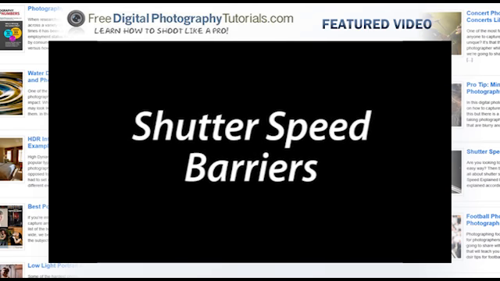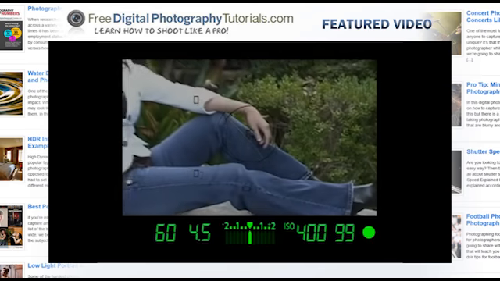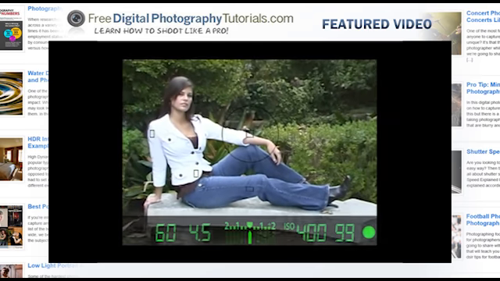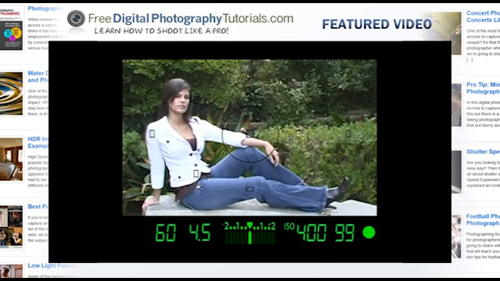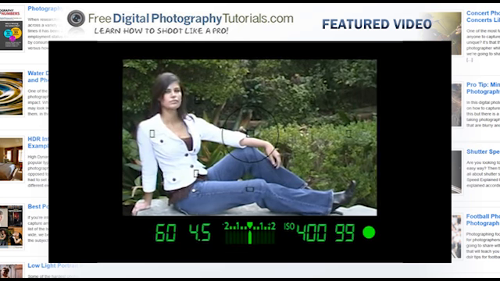Now, there are a few important barriers to keep in mind when considering shutter speed. The first is 1/60th of a second. If you are shooting people, this is usually the safe barrier. Anything slower than 1/60th of a second will increase the chance that it will be blurry, and the reason is people move. You move, and your subject may move.